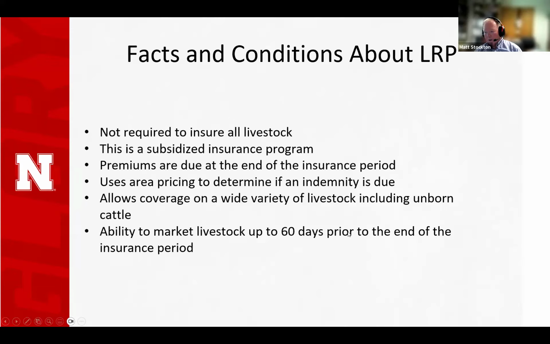So you want to understand that fully and understand how that works, so that if you have a situation where you want to insure, you would do that. Ability to market livestock up to 60 days prior to the end of the insurance period, which is kind of good, because if you see an opportunity in the market and that comes along, your cattle are ready, you can do something about it without violating any of the policy rules.